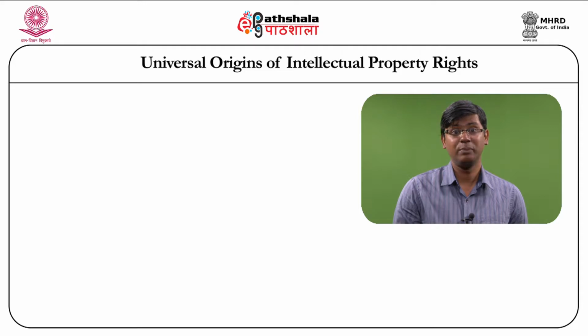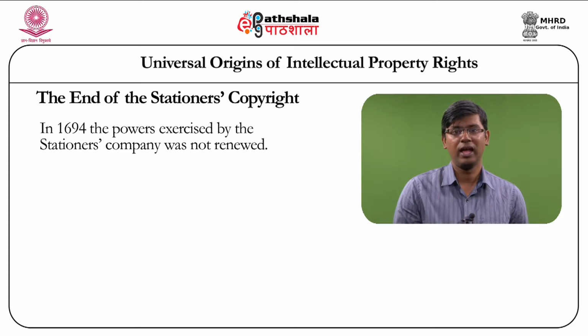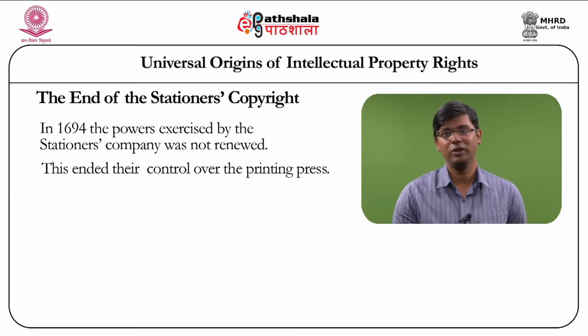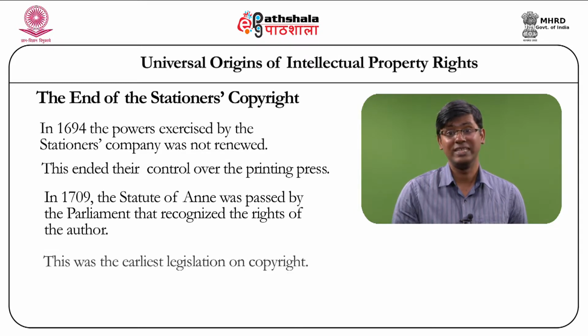But subsequently, by the end of the 17th century, in 1694, the powers exercised by the Stationers' Company were not renewed by the Parliament. This largely ensured that the control or monopoly over the printing press came to an end. In 1709, they formulated what is called the Statute of Anne, which was passed by the English Parliament and recognized the rights of the author. This was the earliest legislation on copyright, basically.